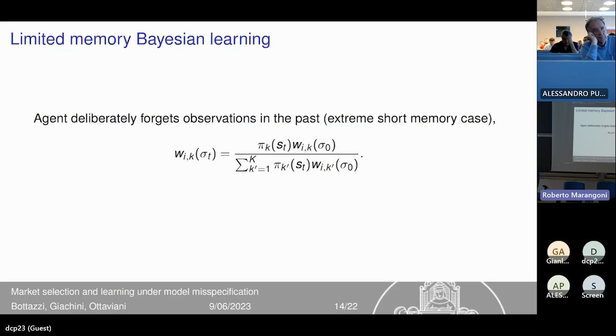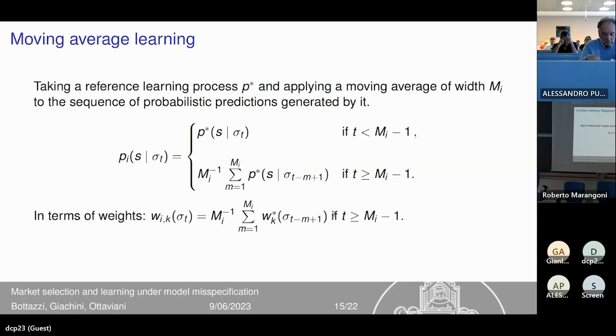We call this limited memory Bayesian, which is essentially an agent who forgets the past. Let's use the most extreme assumption: the agent just considers the last realization. So you forget all the past. This is the redfish agent, with no memory of the past. But there are other alternatives. Another alternative that you are going to consider is moving average learning. Starting from a baseline model, now the agent essentially takes a moving average of the observations of this baseline model. The question is, is taking an average a good idea?